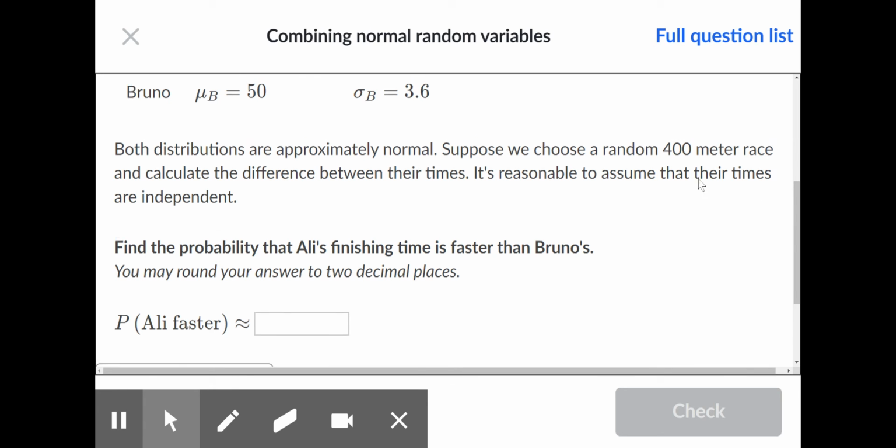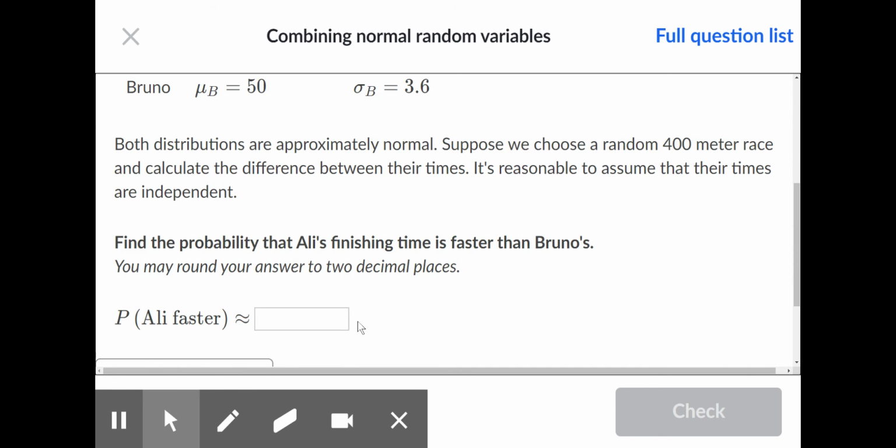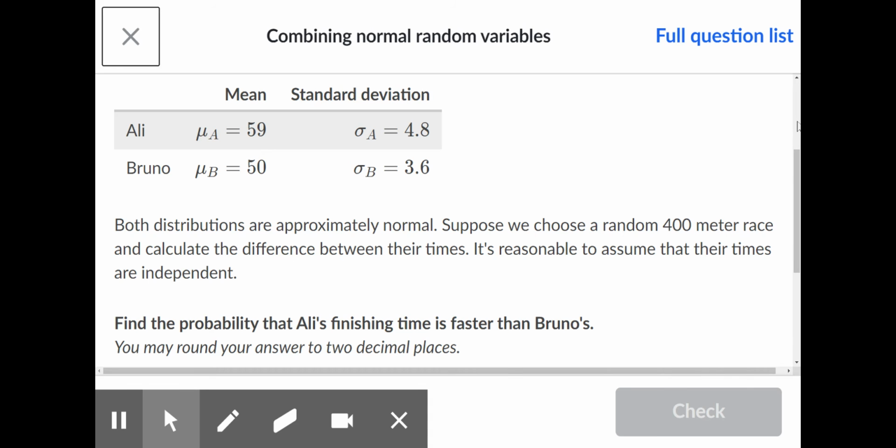Okay, so ladies and gentlemen, this is a bit tricky. You want to find Ali's finishing time that is faster than Bruno's finishing time, right? So you're saying you want Ali's time to be less than Bruno's time, right? You want Ali's finishing time to be faster than Bruno's. So in order for Ali's time to be faster than Bruno's, Ali needs to have a lesser time compared to Bruno.